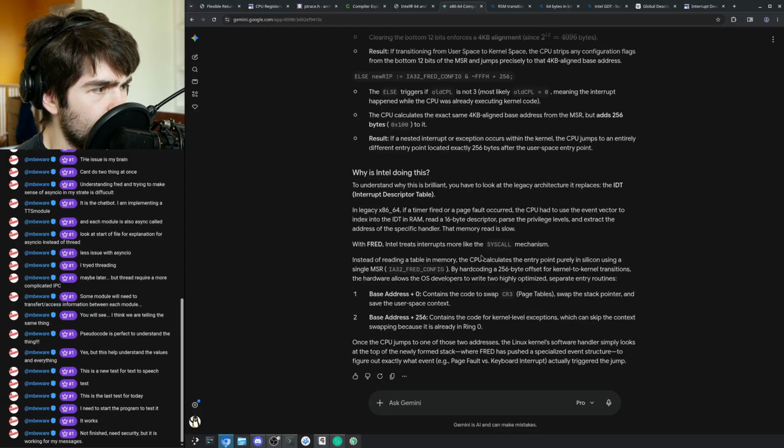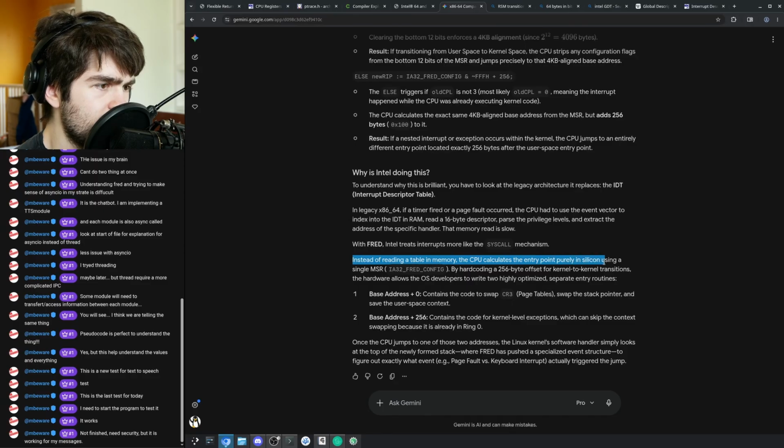Instead of reading a table in memory, the CPU calculates the entry point purely in silicon using a single MSR. By hardcoding 256 offsets for the kernel-to-kernel transition, the hardware allows the OS developer to write highly optimized separate entry routines. Okay, so there's one way.